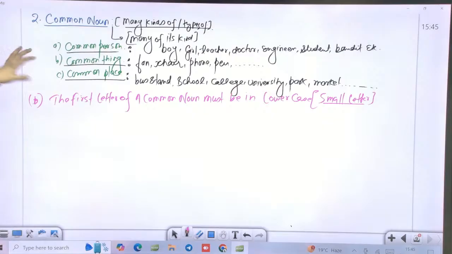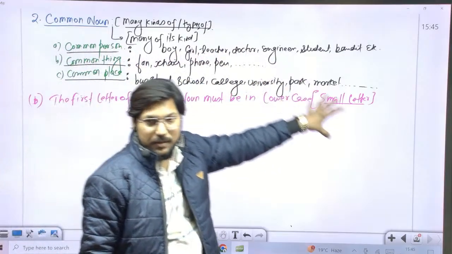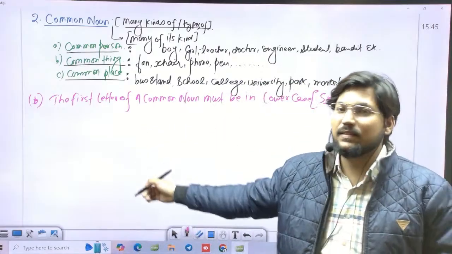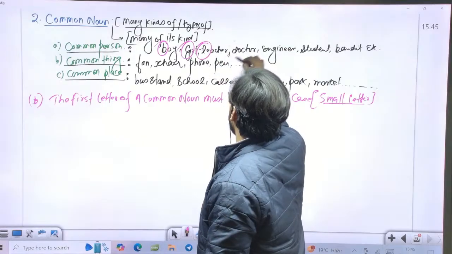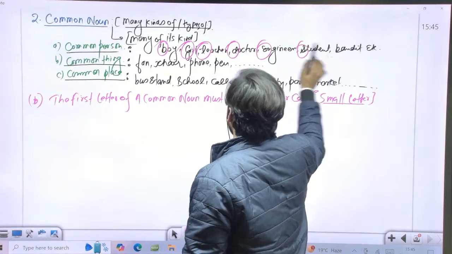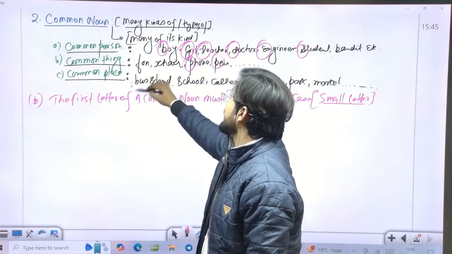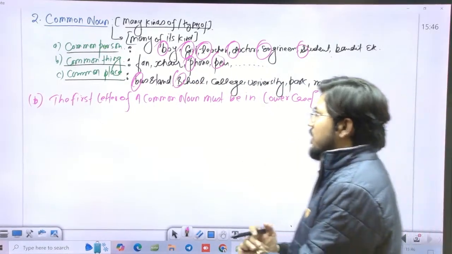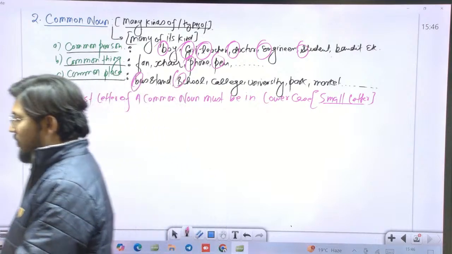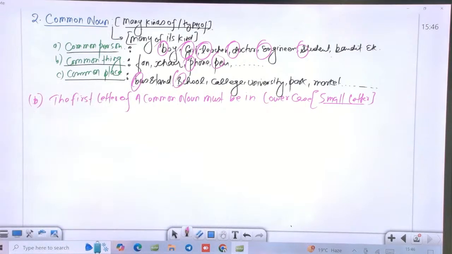As you can see, I have jotted down all the examples in lowercase as boy, girl, teacher, doctor, engineer, student, phone, pen, bus stand, and so on. So this is how you can understand the difference between proper and common noun by its writing pattern.